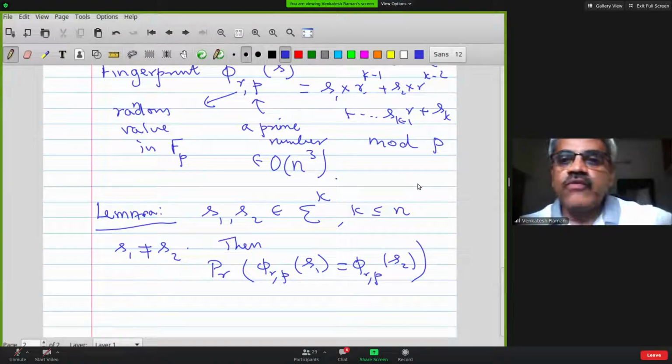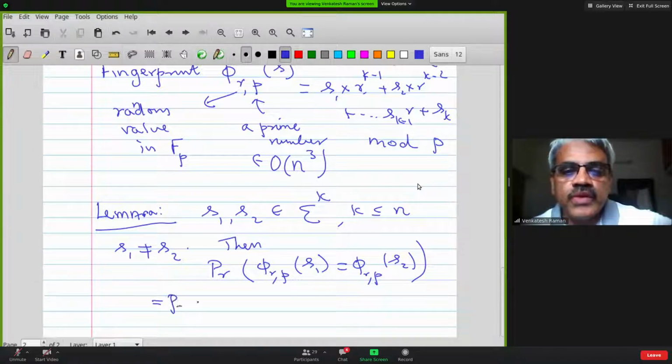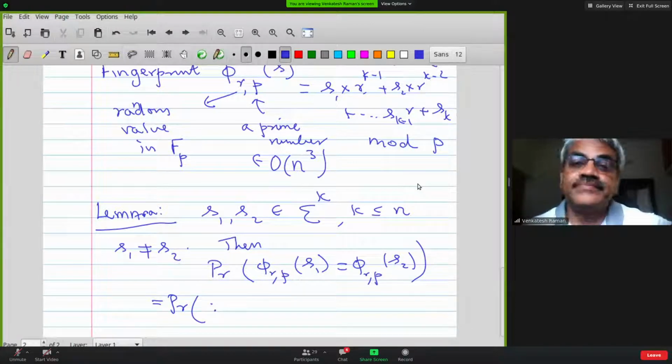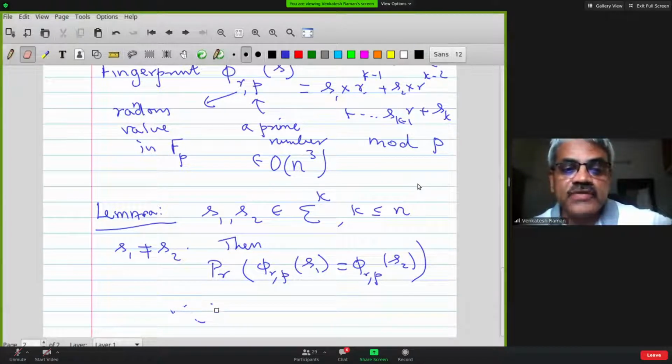Okay, so this is what we have seen several times. R is a random number, and if you think of replacing R by some X, we're talking about a univariate polynomial of degree k minus 1 in a field of size n cubed. So this is equal to the probability that... can somebody tell me what this answer is?